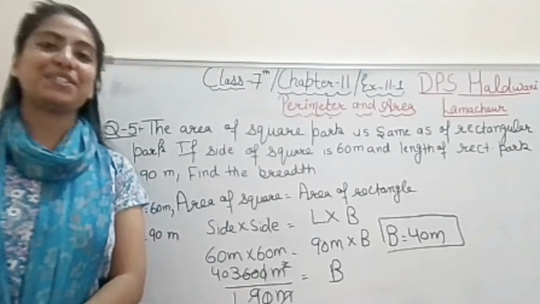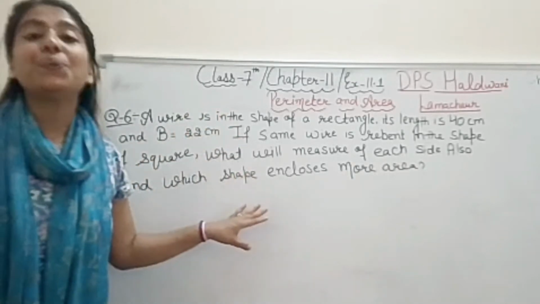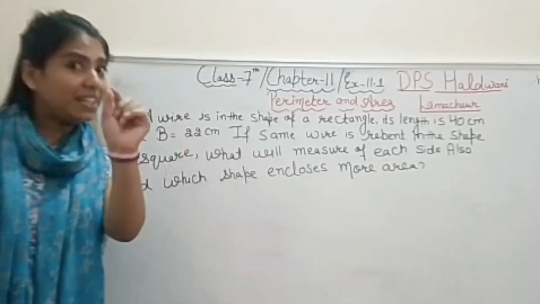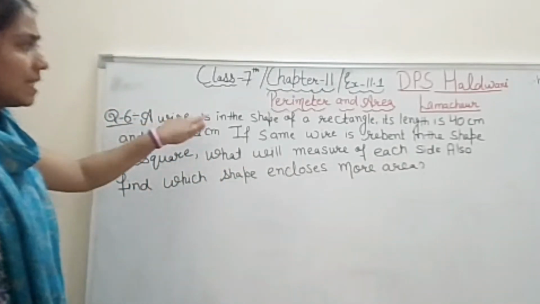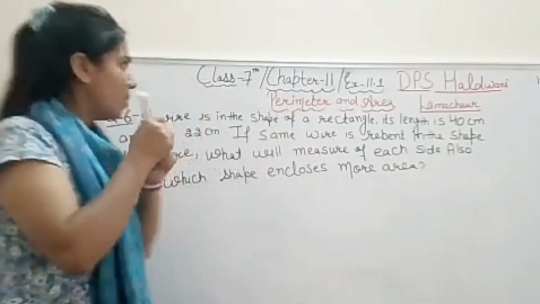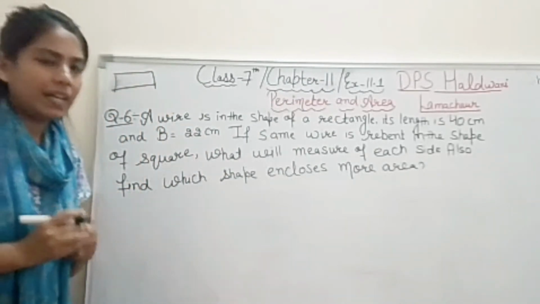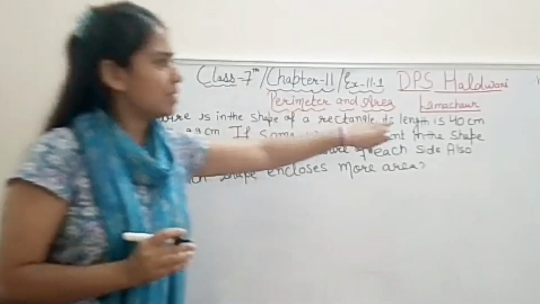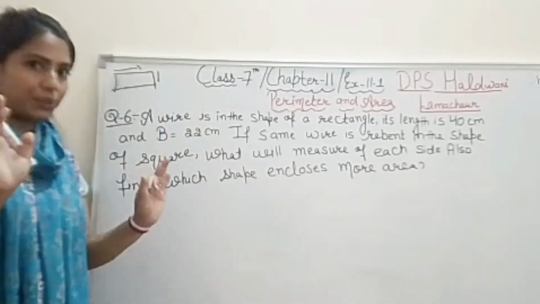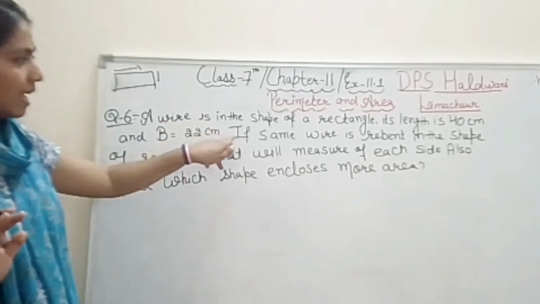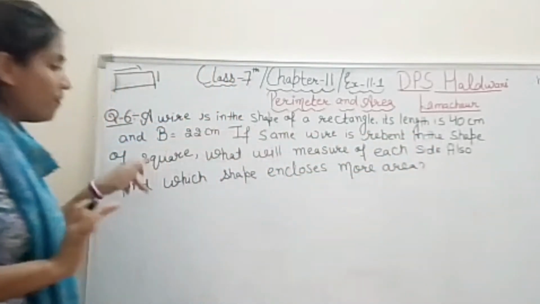Now coming to our next question. Now question number 6, student, you will say this is a very lengthy question. But you need to understand the given thing, right? Let's start. A wire is in the shape of a rectangle. Means one wire is there, in which shape is it? It is in rectangle shape, right? So length and breadth is given to you. Next line is, if the same wire is rebent in the shape of a square.